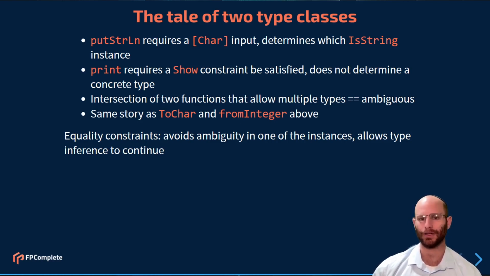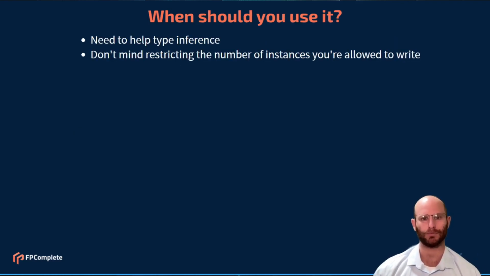Equality constraints, in general, the general purpose for them, is that you can avoid ambiguity in one of these two instances. When you have this intersection of two ambiguous instances, you can go ahead and lock one of them down so that type inference is able to determine the second instance. So let's see how this works.